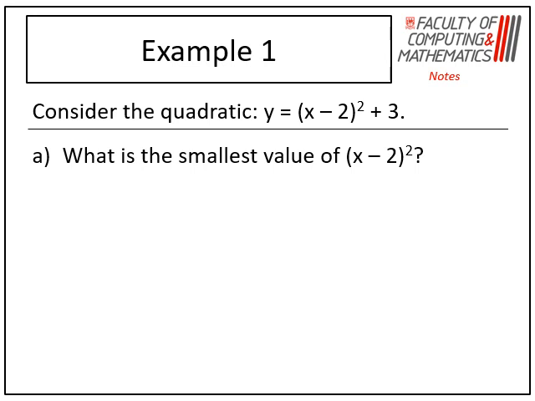So if we take a look at this first example, if we think about the quadratic, y is equal to (x take away 2) all squared plus 3, my first question is, what's the smallest value of (x take away 2) all squared? Bearing in mind that last bullet point that was on the last slide.